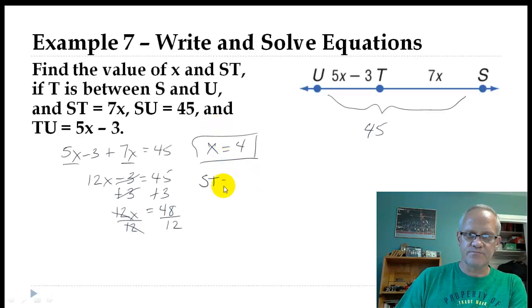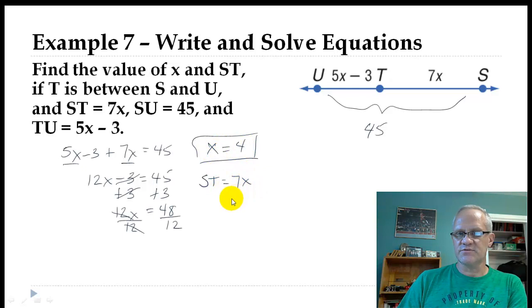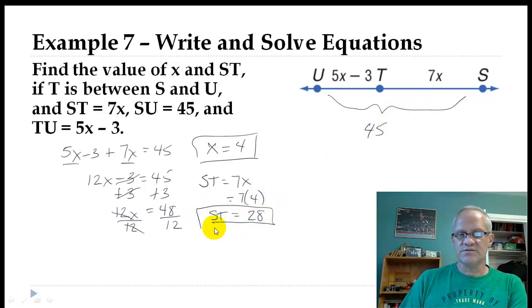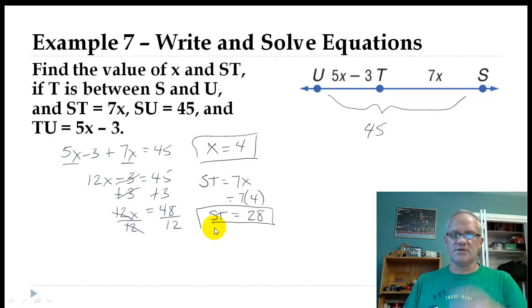ST is 7x, and so all I do is put 4 in wherever there's an x. So in this case, it's just going to be 7 times 4, and so that's going to be 28. ST is 28. And in this situation, there are no units given to you, so we can't give units there. But look for that if you can. In this case, we're just going to say ST is 28 because they don't give us any units of measurement. Okay?